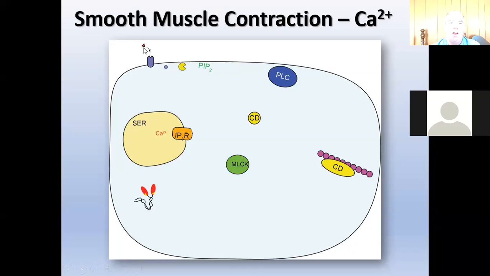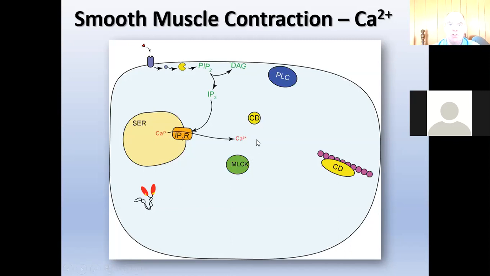Okay, so up here we've got a hormone interacting with the receptor, and when it does, the receptor then activates the G protein. The G protein then activates phospholipase C, right? We've done this already. Phospholipase C then will break down PIP2 into diacylglycerol and IP3. So if we follow the IP3 side of the pathway, IP3 then activates the IP3 receptor, releasing calcium.